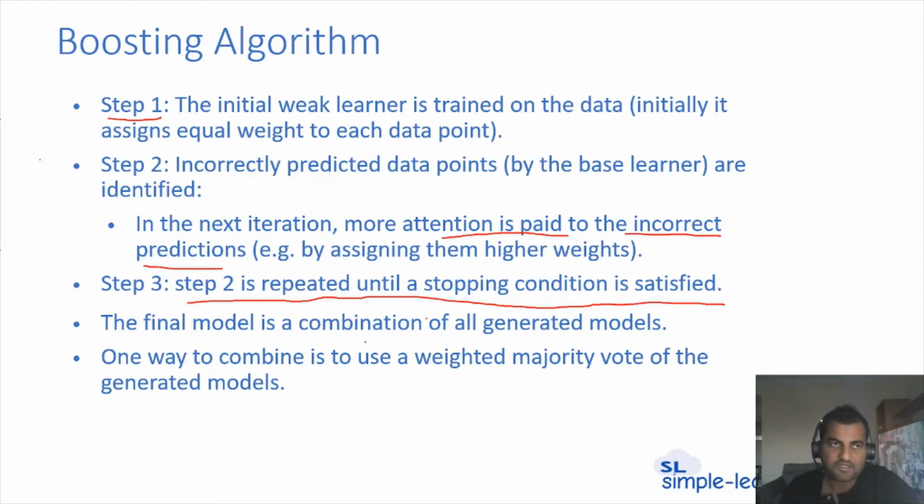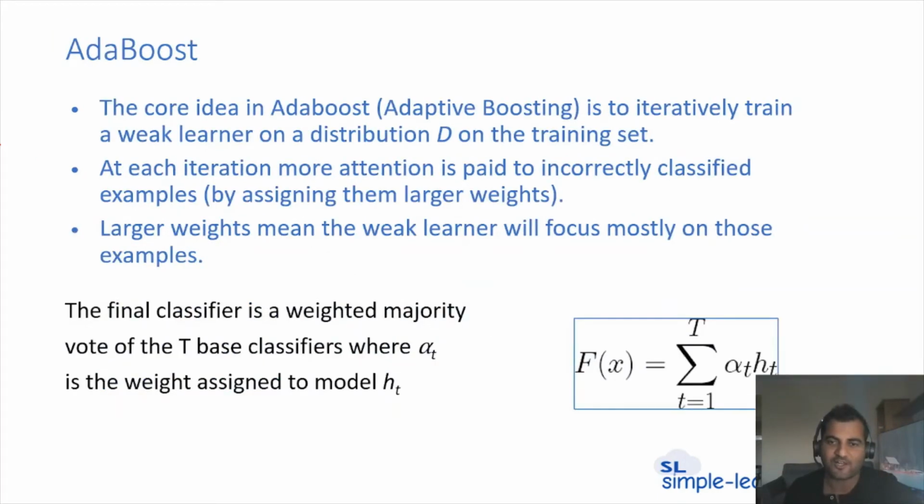Then the third point: the final model combines all the generated models, and we are able to get the best output based on the weighted majority of the vote which will be given, right? So this is what the boosting algorithm is about.